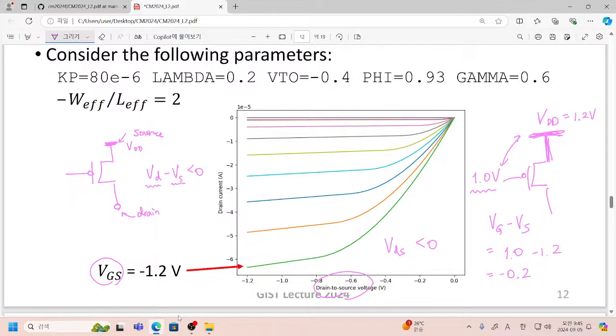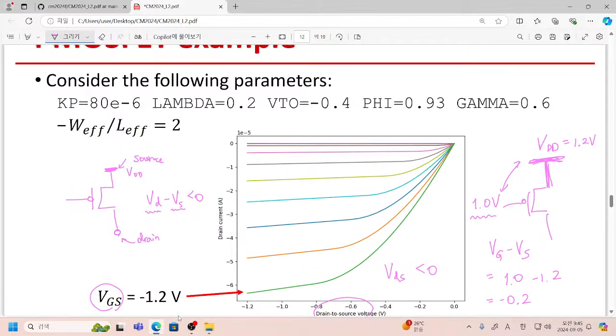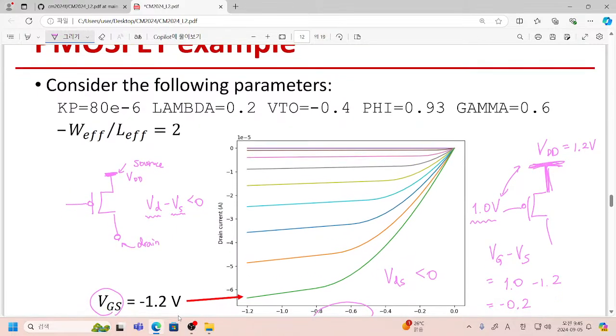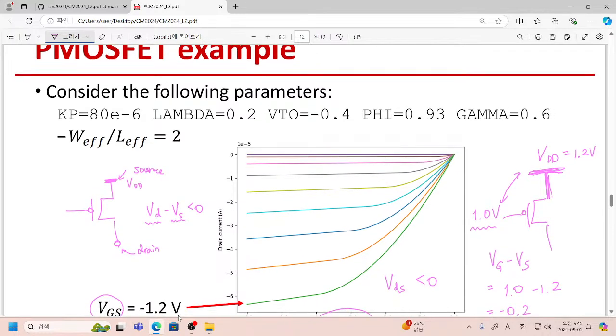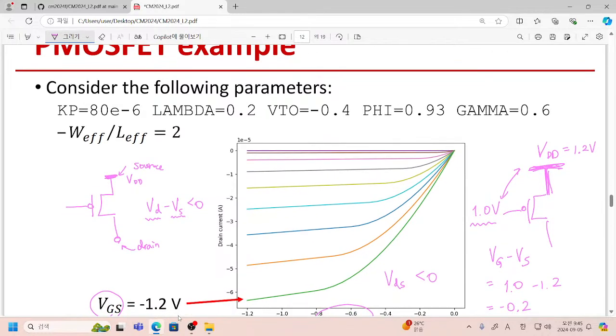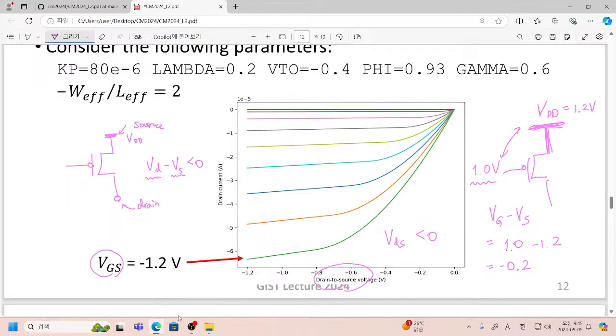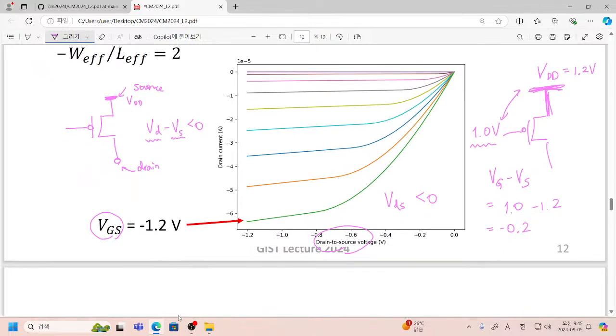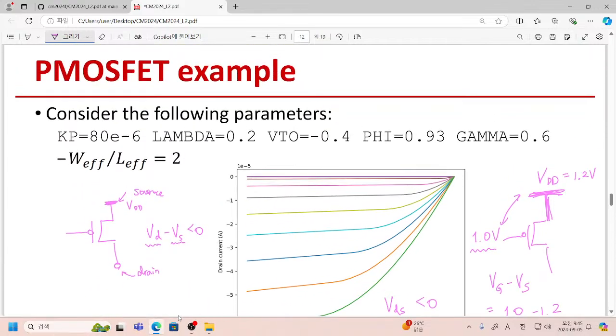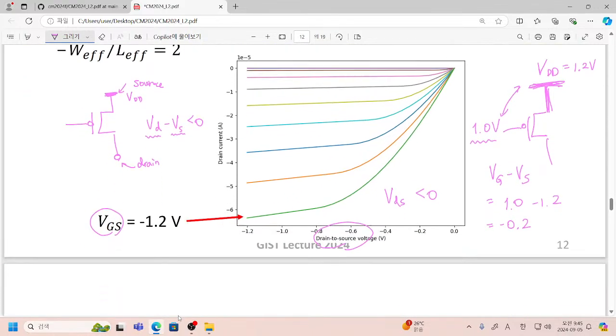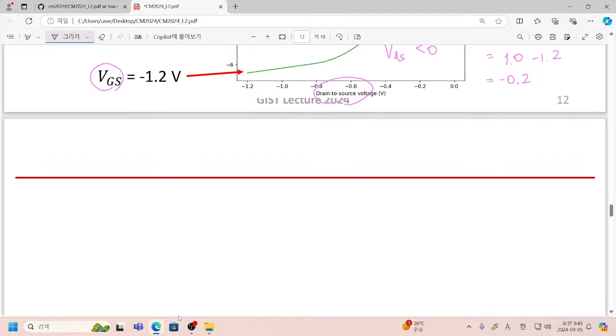Okay, so although I have not shown you the explicit equations for this PMOSFET, that is your own exercise: to make these graphs both for the NMOSFET and PMOSFET with those given parameters. I will not repeat this one once again.